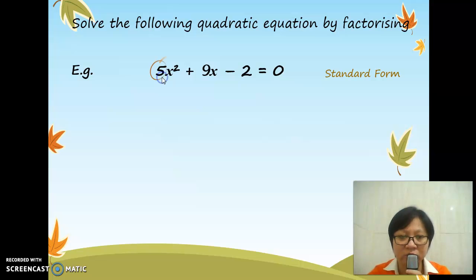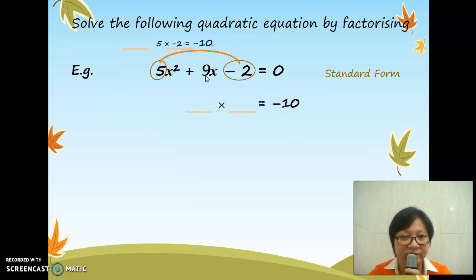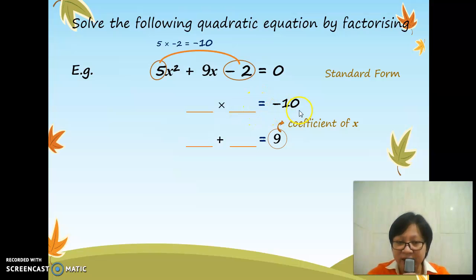What you need to do, you need to multiply the coefficient of the x squared by the constant term. So 5 times negative 2 is equal to negative 10. And then use negative 10 and 9, the coefficient of x, to find the factors. So find two numbers that when you multiply them together, the product is negative 10. And when you add them together, the result is 9.